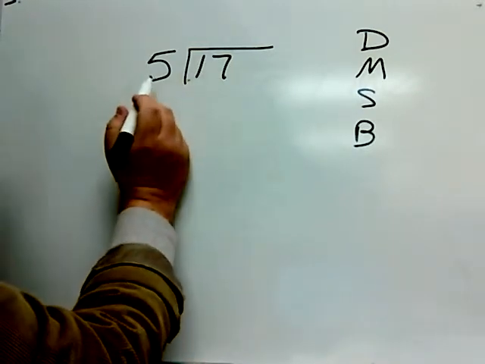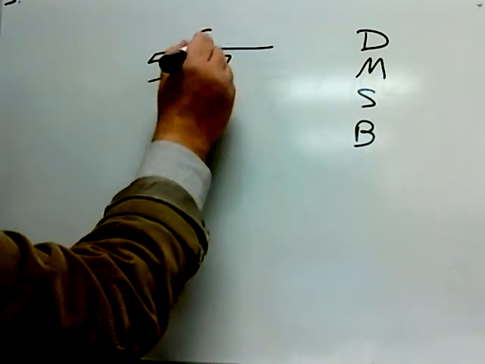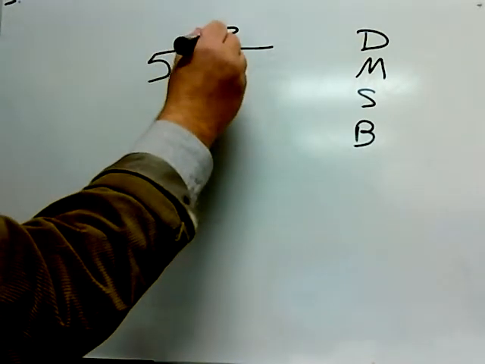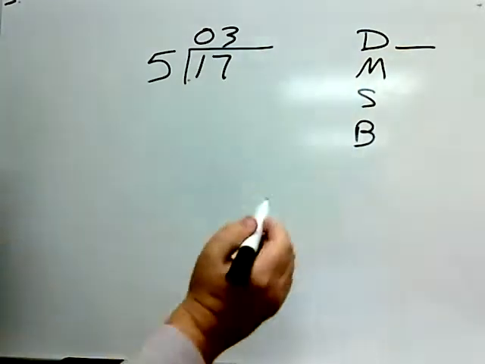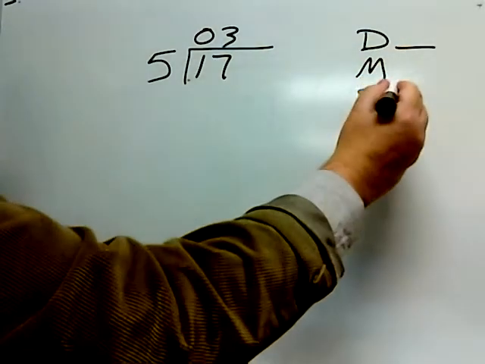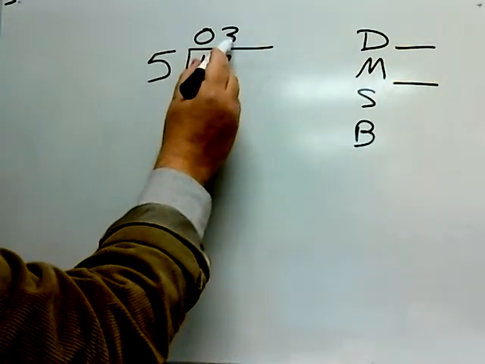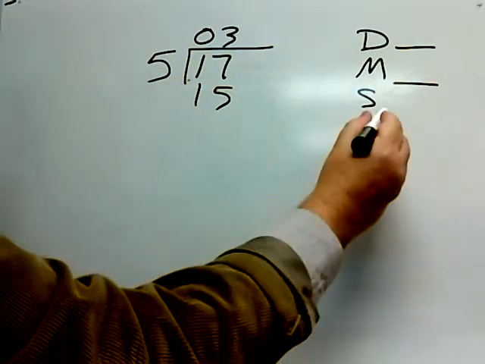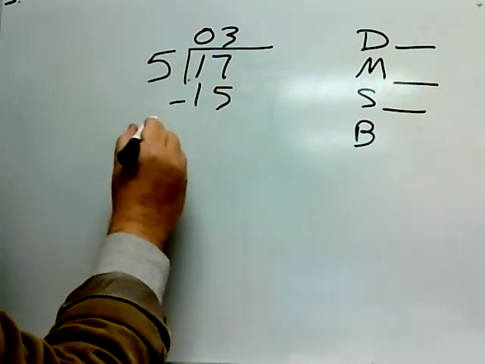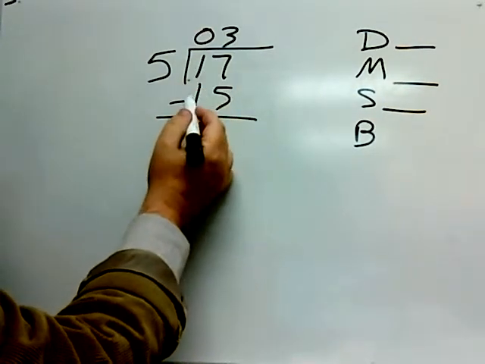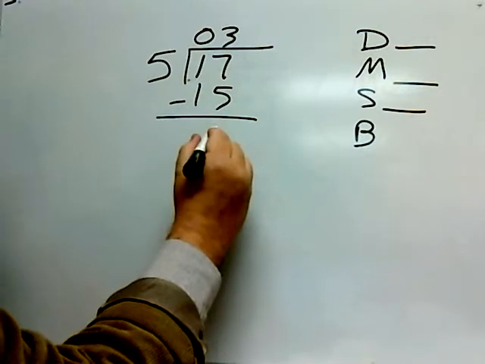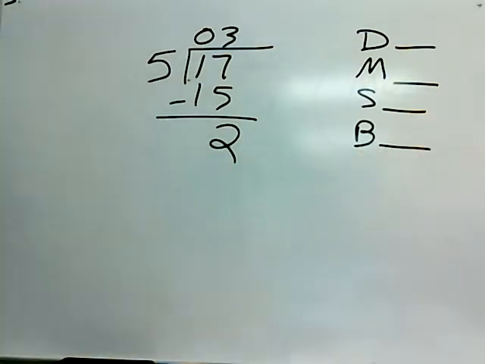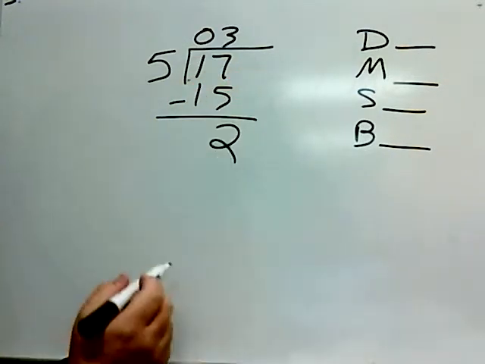Okay. First, you should have found that 5 doesn't go into 1, but 5 will go into 17. It'll go in 3 times. So you divide it, which means your next step is to multiply. 3 times 5 is 15. Your next step would be to subtract. 17 take away 15 is 2. Your next step would be to bring down. But again, this doesn't show any numbers to bring down.